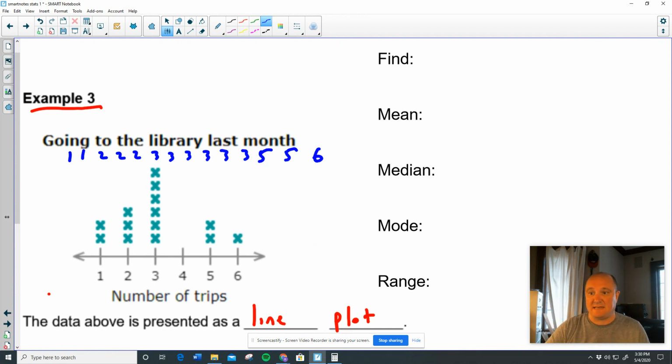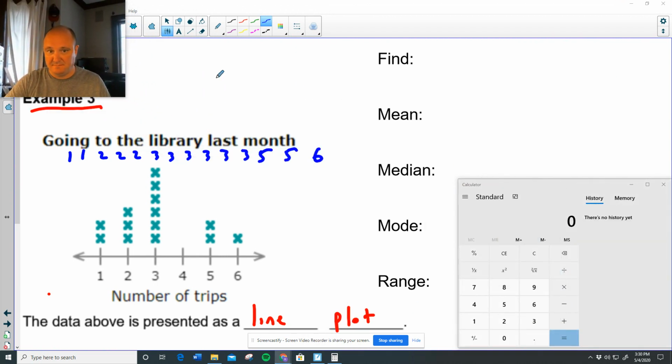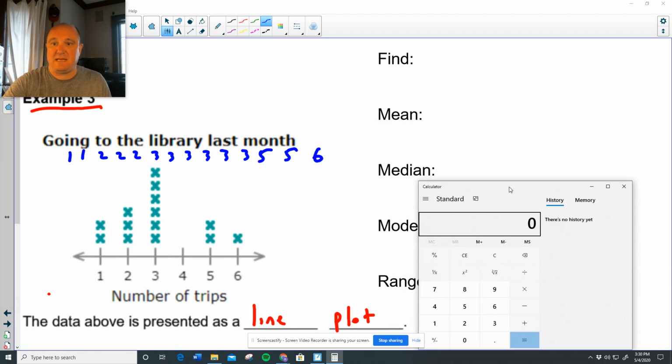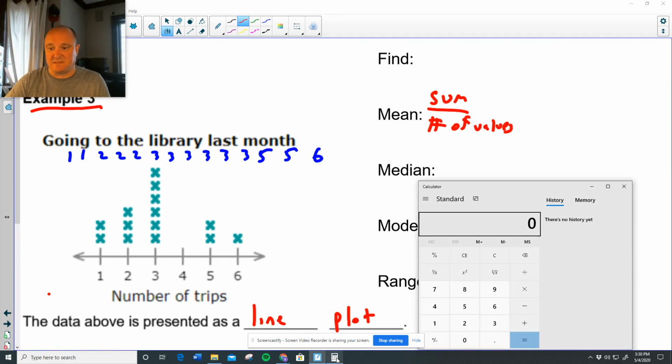So now we're going to use that to find mean, median, mode, and range. I'm going to do it this time just with my normal calculator. Get my face out of the way. So remember, to find mean, I'm going to take the sum of all of the items, and I'm going to divide it by the number of values. So how do I find the sum? Well, I just add all these numbers together.